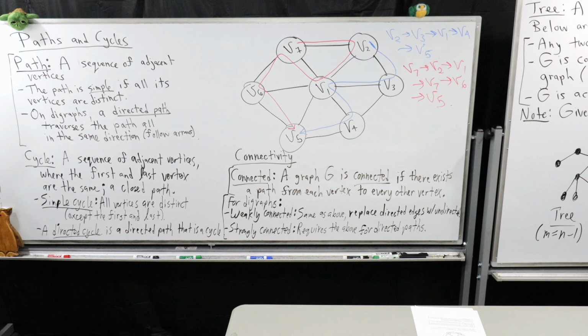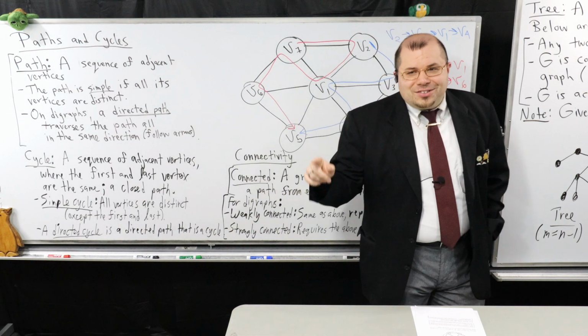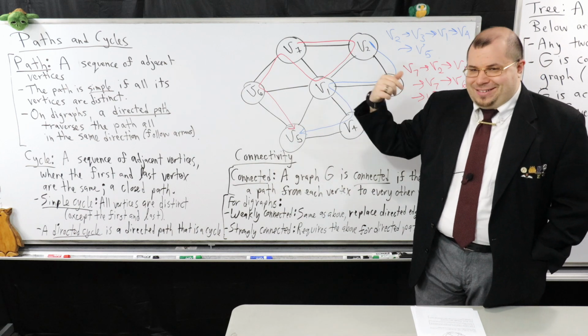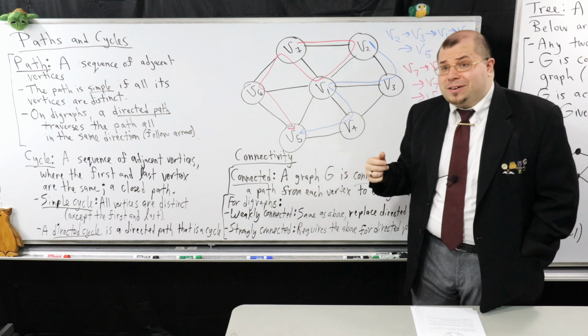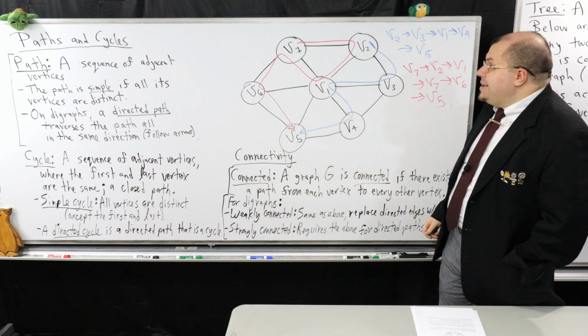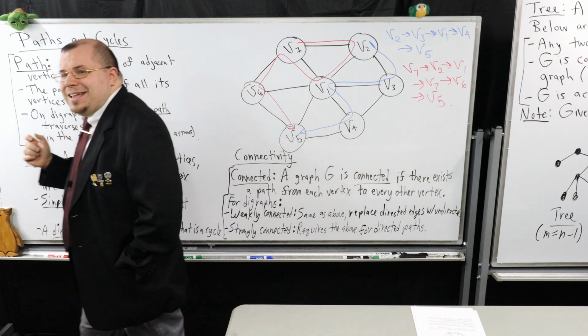So a cycle, in contrast, so first, are there any questions about what a path is? All it is is just a sequence of adjacent vertices. You could list them in terms of their edges. You could also list them in terms of their vertices, or both. Because once you understand what a path is, a cycle's dead simple.